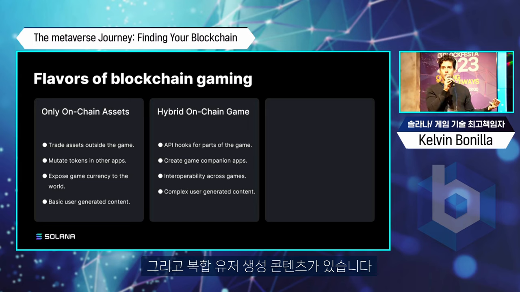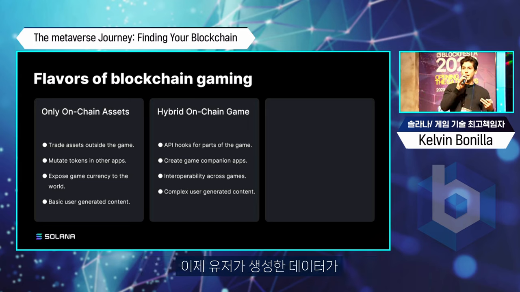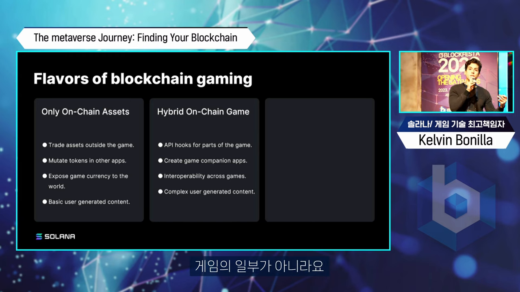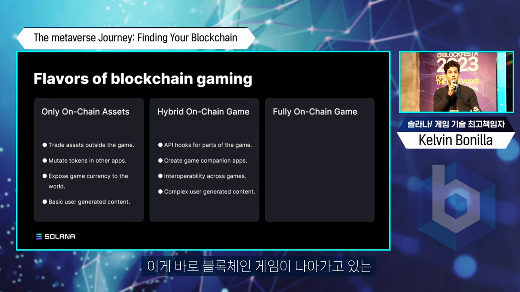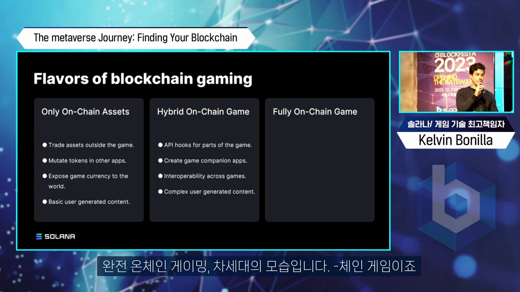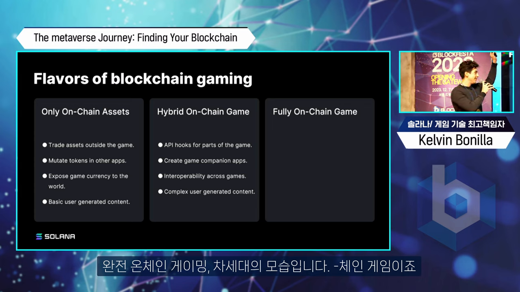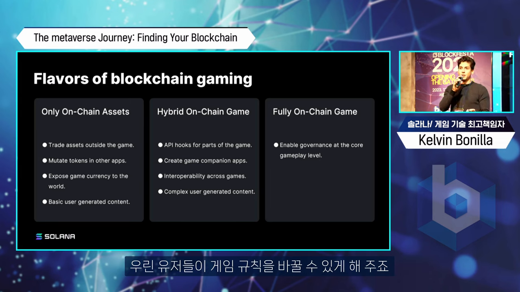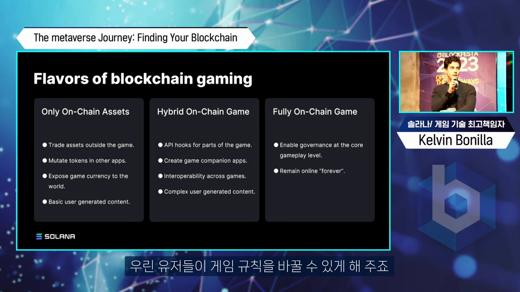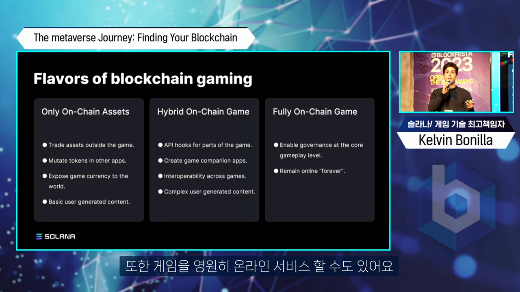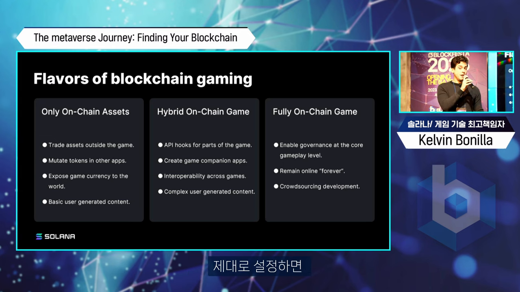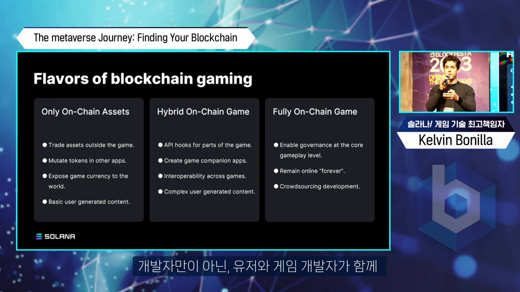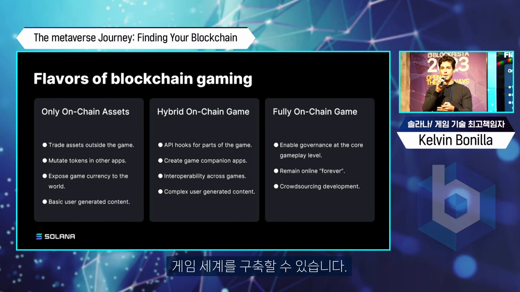And we have complex user-generated content because the data that the user generates is now on the blockchain, not specifically part of the game. You can do many more things when it is not limited to what happens in the game. The most cutting-edge version of this is going to be the fully on-chain game. And this is the next generation where blockchain gaming is headed towards. With fully on-chain games, we can enable players to change the rules of the game. We can also make the game live online forever because it lives on the blockchain. It does not live on a server. And if you set it up right, the players and the game developers together can build the world, not just the game developer.